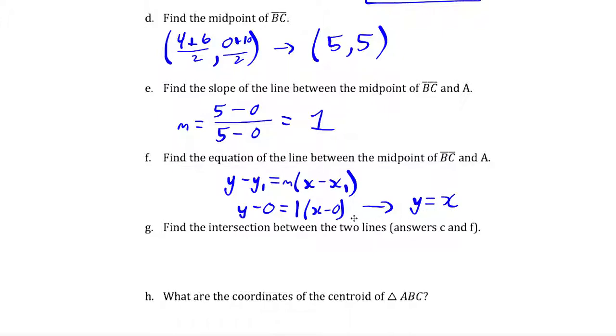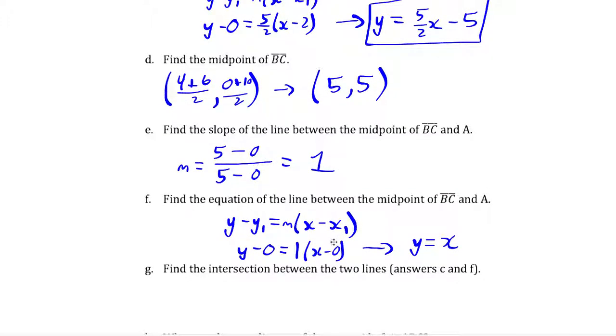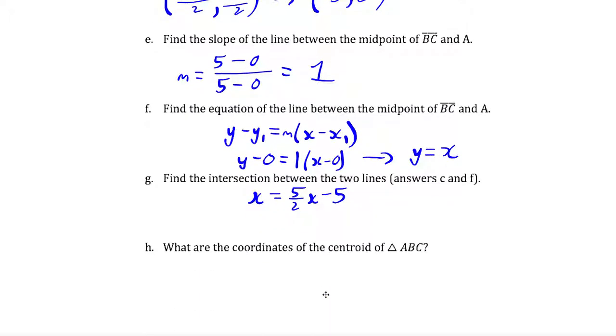And so if you notice, everything kind of cancels out nicely, and I'm just left with y is equal to x. So if we want to find the intersection between the two lines, y is equal to x, and y is equal to 5 halves x minus 5, I can set those two equal to each other. So that means that x is equal to 5 halves x minus 5. I can solve this by getting rid of the fraction, multiplying everything by 2. So I get 2x is equal to 5x minus 10, which gives us negative 3x is equal to negative 10, and then finally x is equal to 10 thirds.